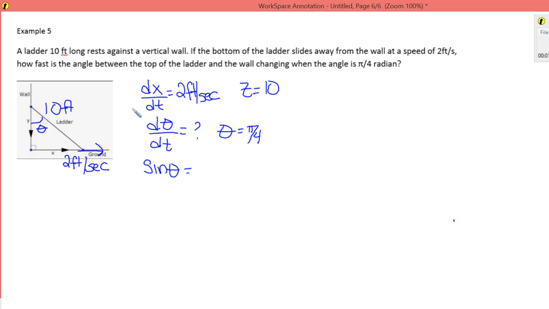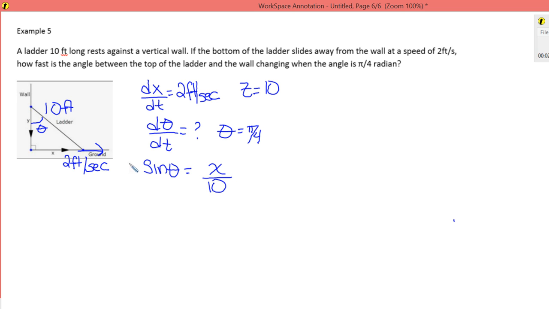So I know that sine theta is going to equal x, because x is changing, over 10. Now 10, the hypotenuse, the ladder, does not change. That length remains the same, just like in the last problem, so it's a constant. But x is changing. As the ladder moves to the right, the distance between the ladder and the wall changes. So that's a variable, and I leave it as x.